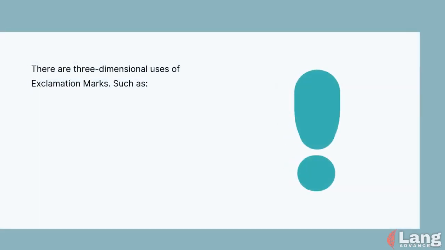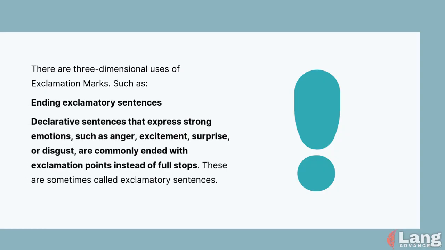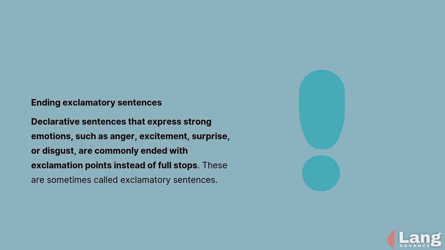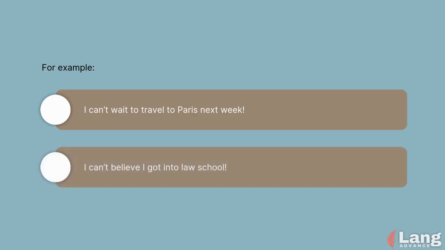There are three uses of exclamation marks, such as ending exclamatory sentences. Declarative sentences that express strong emotions such as anger, excitement, surprise, or disgust are commonly ended with exclamation points instead of full stops. These are sometimes called exclamatory sentences. For example, I can't wait to travel to Paris next week! I can't believe I got into law school!